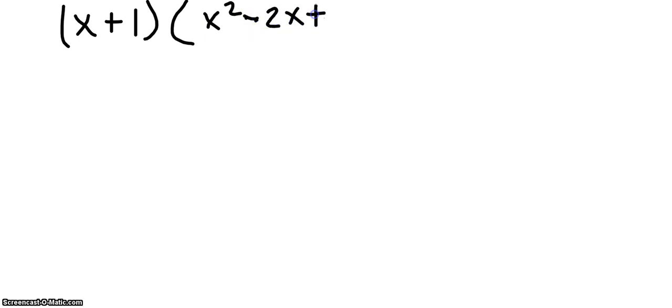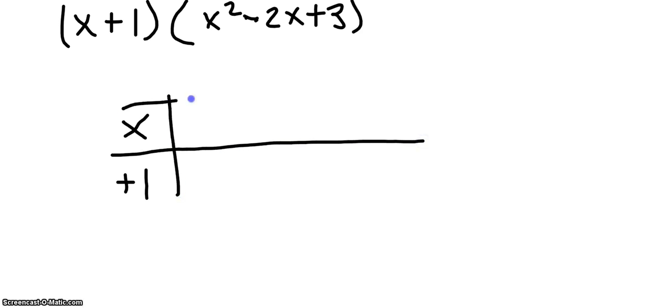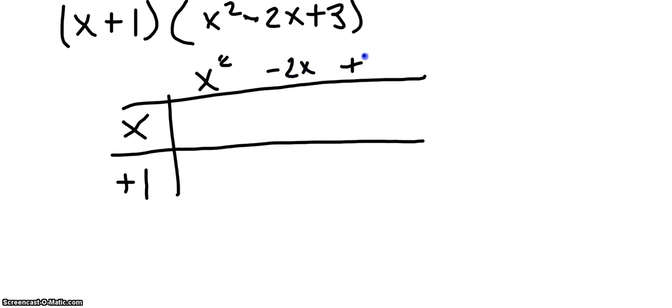Now, if you wanted to try this by chance with a binomial, so let's just say x plus 1, with a trinomial, so 3 terms. So let's say I had x squared minus 2x plus 3. We're going to just do the same exact thing. We'll do x plus 1 on the side. Just create your own box. And then we put our other terms on the top. X squared minus 2x plus 3.